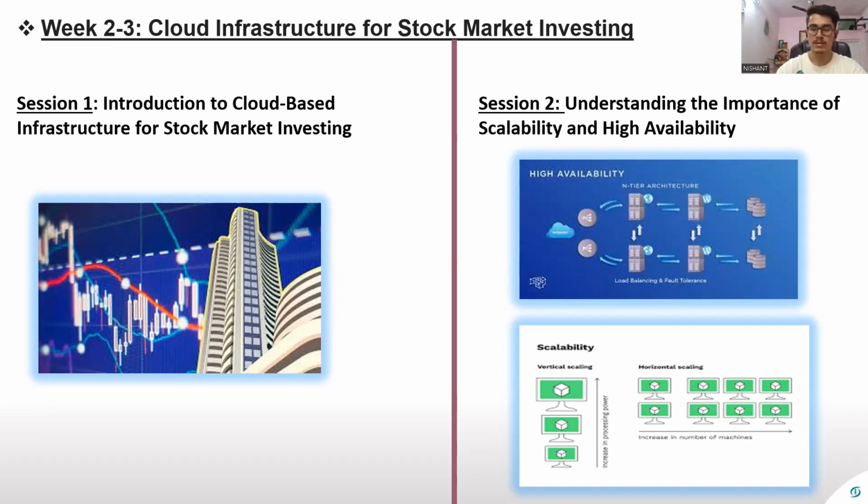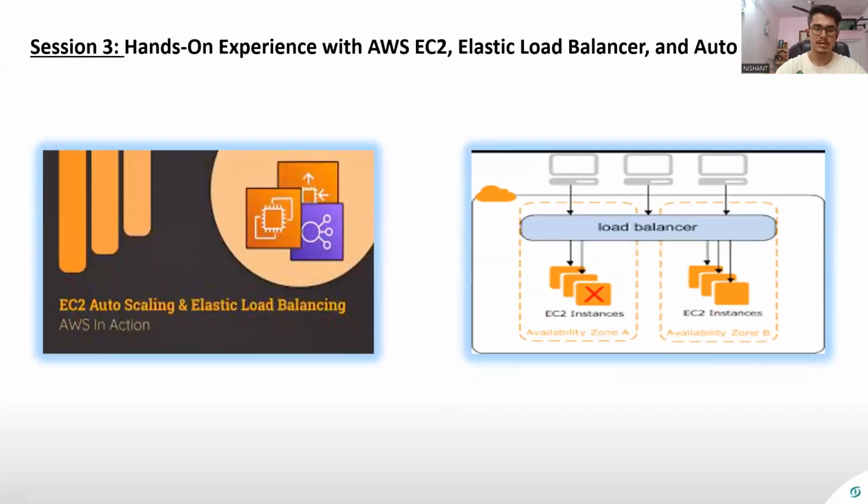So scalability is of two types: horizontal scaling and vertical scaling. And the third session of weeks two and three includes hands-on experience with AWS EC2, Elastic Load Balancer, and auto scaling groups. So load balancing means reducing the load on a particular computer. So here the EC2 instances are combined with the load balancer, and accordingly in various availability zones, the load is balanced and the data processing is conducted very easily.